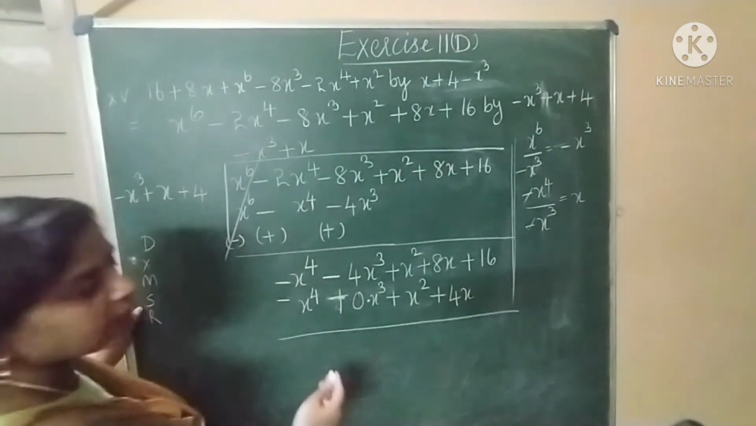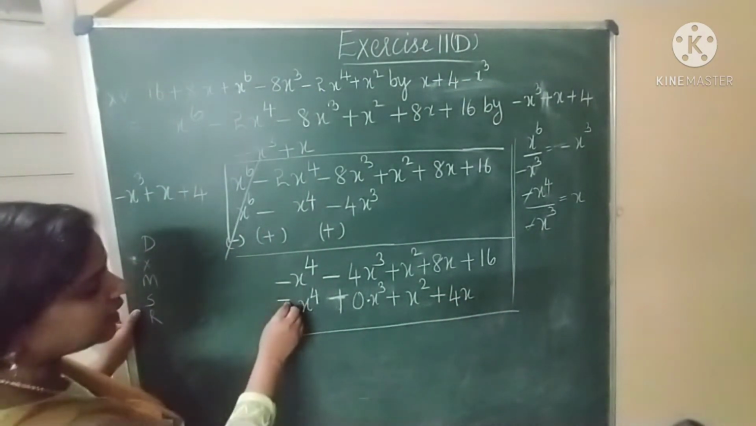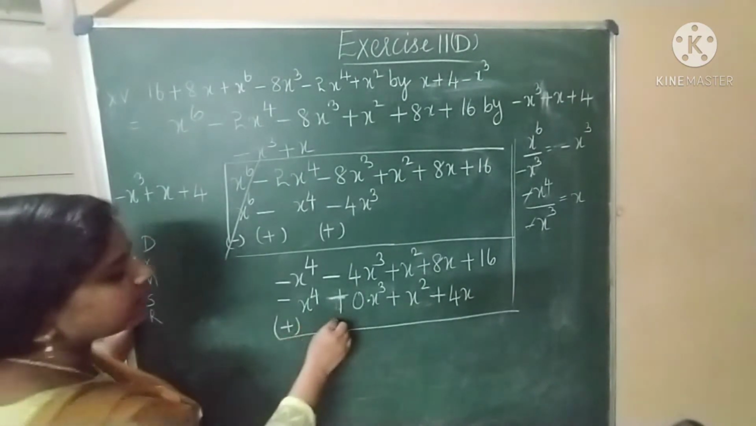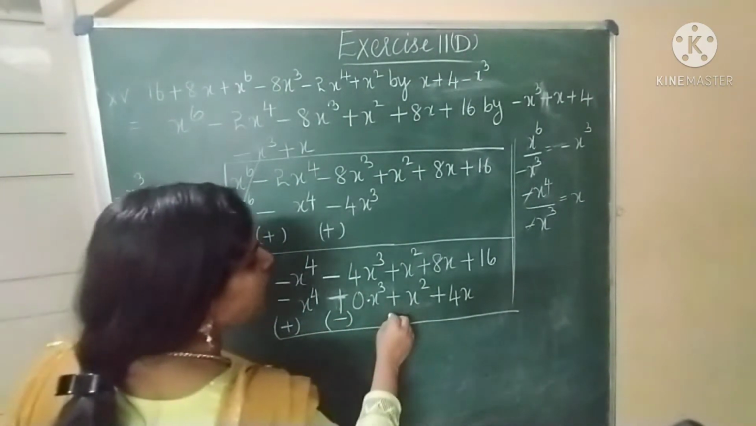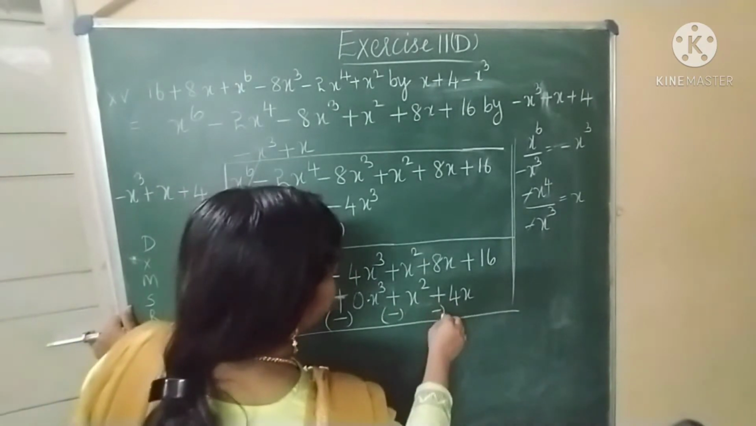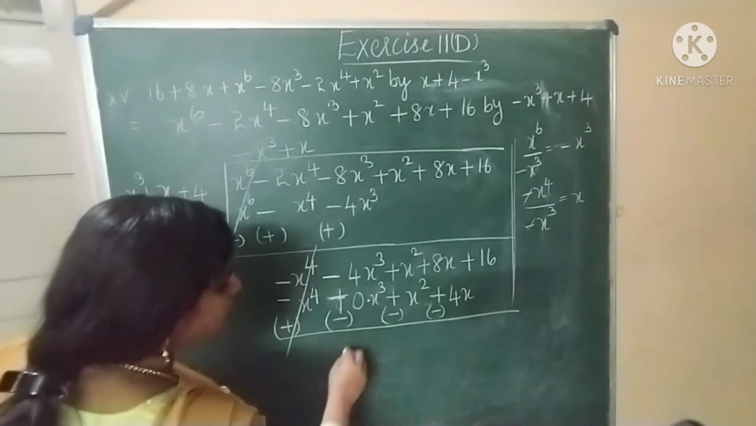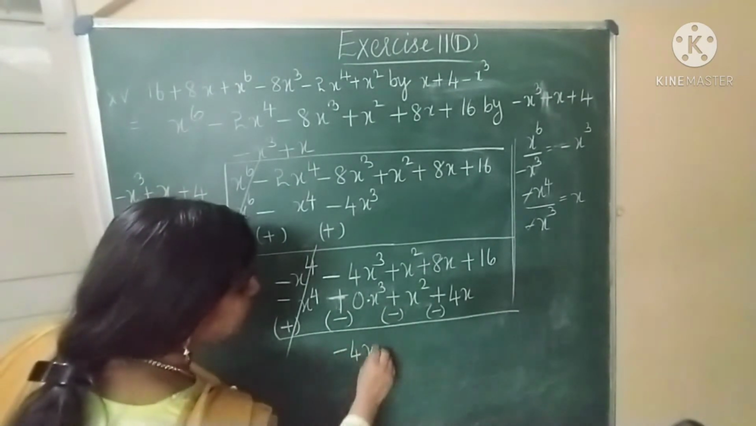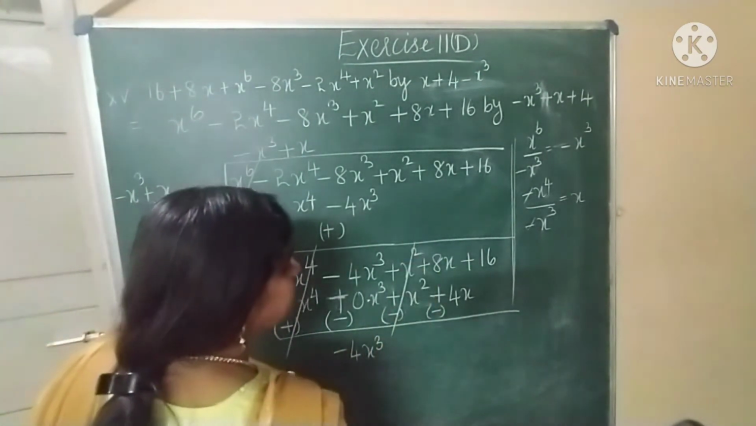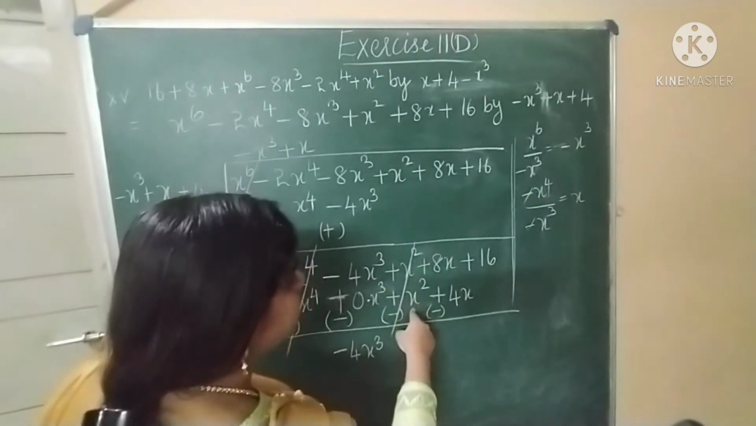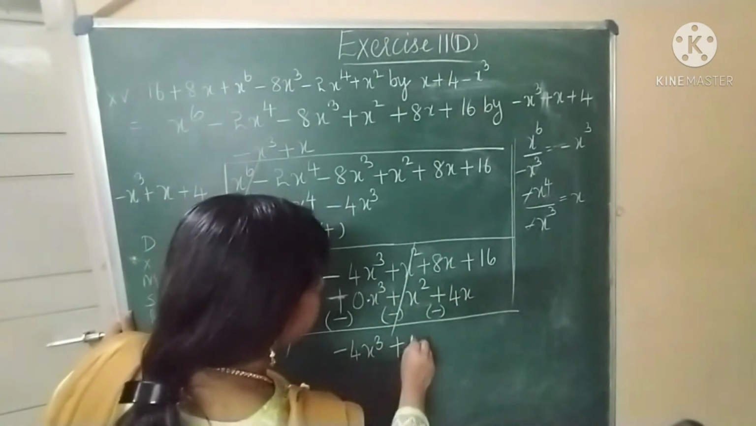Now the subtraction will be very easy. Minus converts to plus, plus converts to minus, plus converts to minus, plus converts to minus. So here the first term will get cancelled. Here you remain with minus 4x cube, and here the plus term will get cancelled, plus and minus x square, and here you remain with plus 4x.